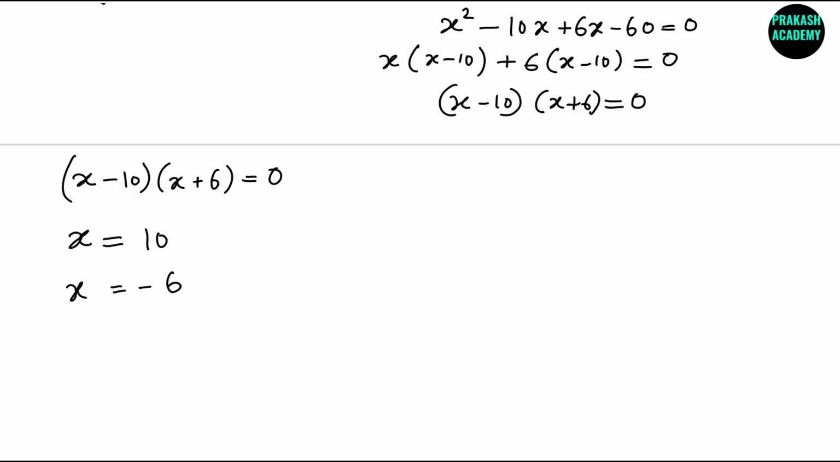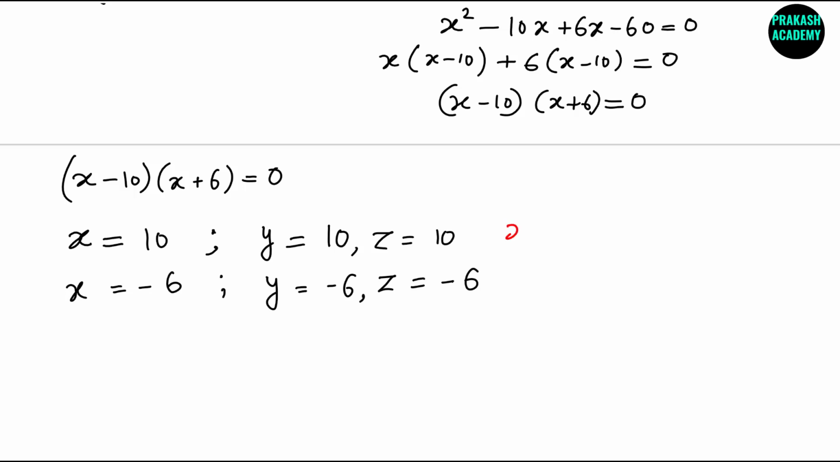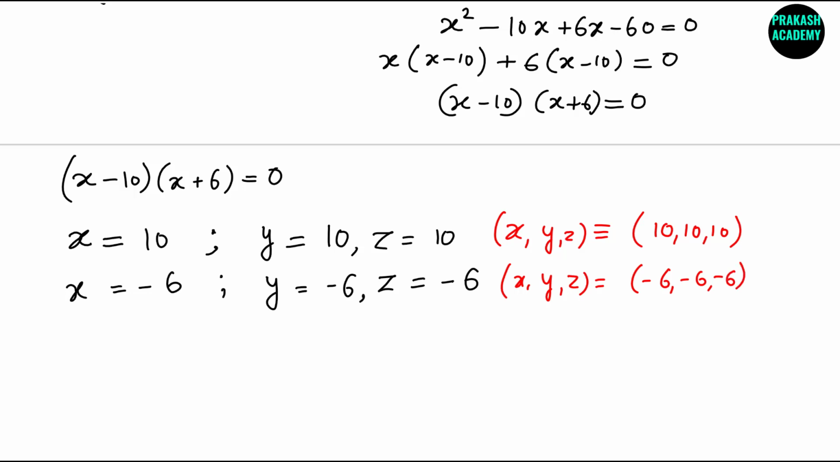Now in this case since all values are equal, x equals to y equals to z, so y will also be equals to 10 and z will also be equals to 10. And in this case y will be equals to minus 6 and z will be equal to minus 6. So the solutions in this case will be x, y, z is basically 10, 10, 10. And then here we will have x, y, z equals to minus 6, minus 6 and minus 6.